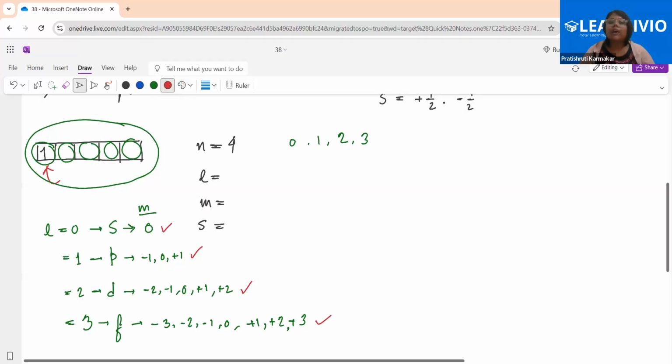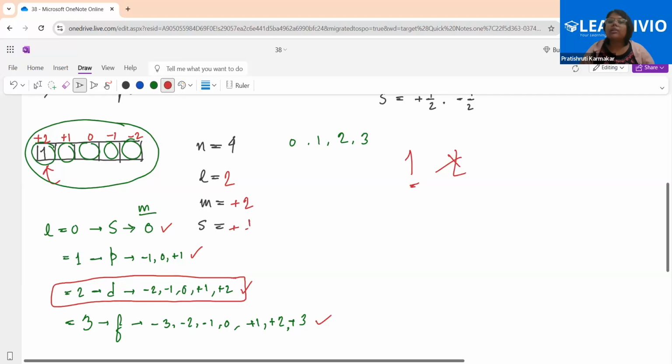So here we need 5 values. So we will take this one. When L equal to 2, that is our d orbital and it has 5 boxes. Here our L will be 2. We assign the values of m like this: +2, +1, 0, -1, -2. We start from plus and end at minus. So here our value of m will be +2. And here the electron is up spin, not down. So it will be plus up. Right? So you remember it now?